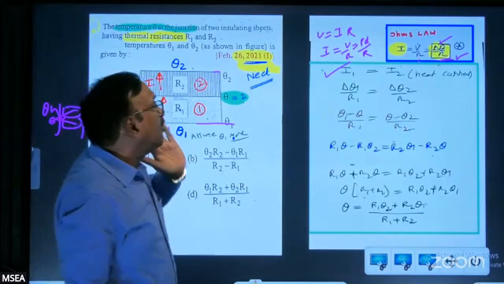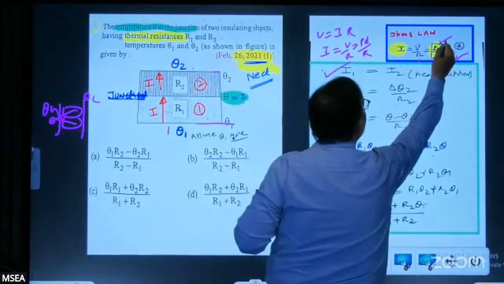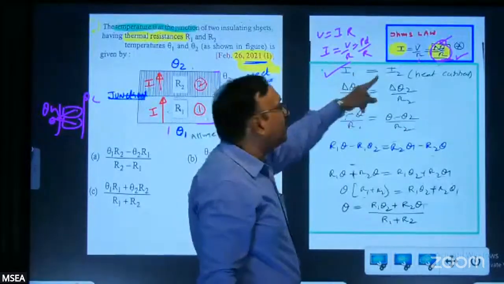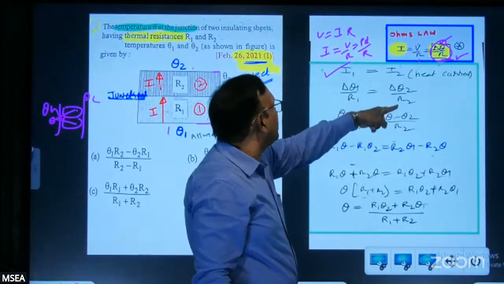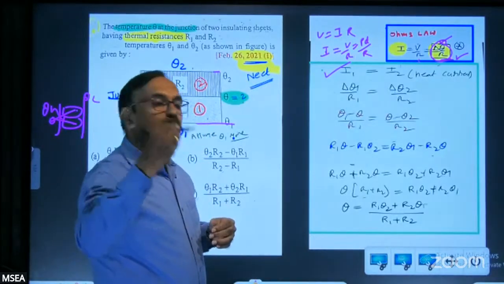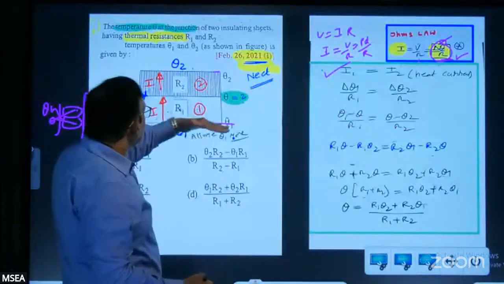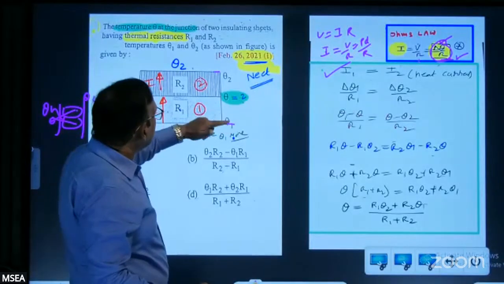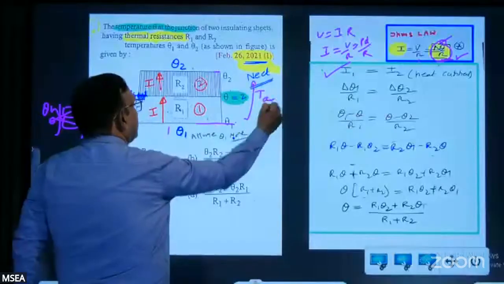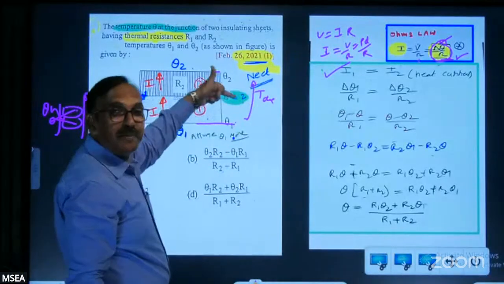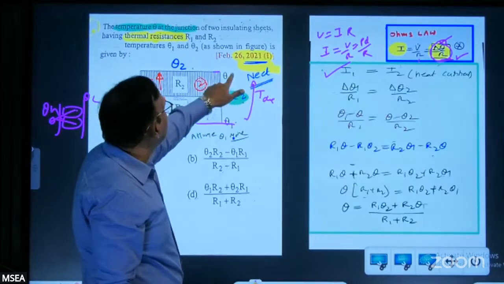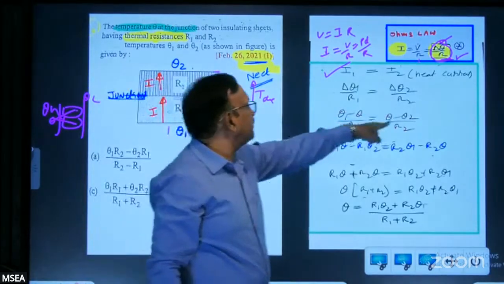I1 is I2. What is the formula for heat current we have seen? Delta theta by R. So I1 is I2, delta theta 1 by R1 is delta theta 2 by R2. What is delta theta? Higher temperature minus lower temperature. Suppose you assume that this is higher, so higher minus lower. Like this, temperature is decreasing. Theta 1 minus theta for the first one. Here temperature difference is theta minus theta 2.